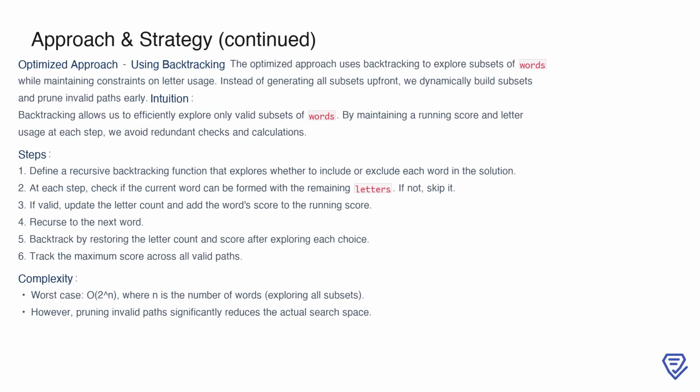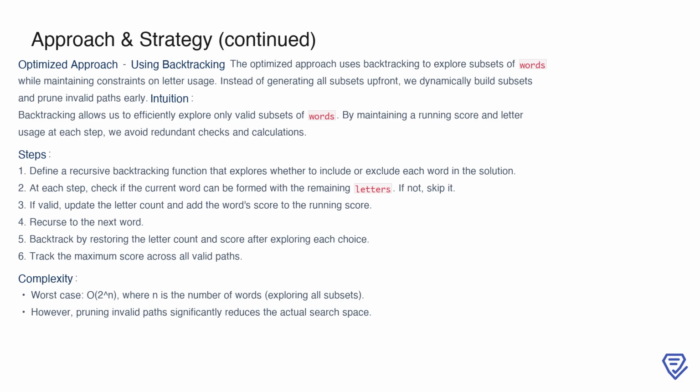To improve upon the brute force method, we turn to an optimized backtracking approach. This strategy dynamically explores subsets of words while enforcing constraints on letter usage, eliminating the need to generate all subsets upfront. Backtracking works by systematically making decisions whether to include or exclude a word while keeping track of the running score and the remaining letter counts.